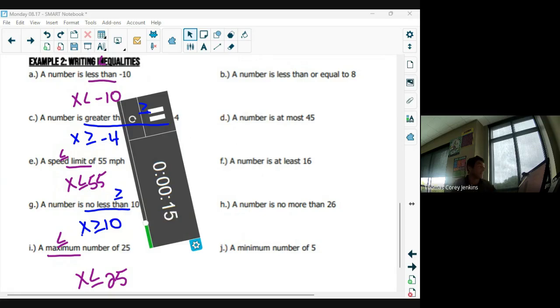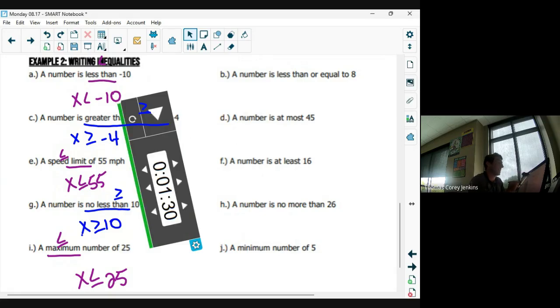All right, it looks like folks are kind of waiting, so I'm going to go ahead and we can go over these. So nothing to really call on you for on the first one. Just make sure you matched up the correct symbol. So that would be this symbol here, where the alligator's eating the 8. At most, anybody want to give me the inequality symbol that goes with at most? If you don't know it, that's okay.